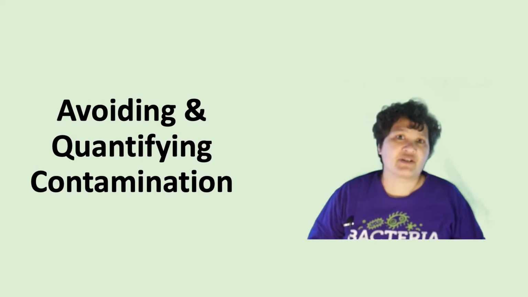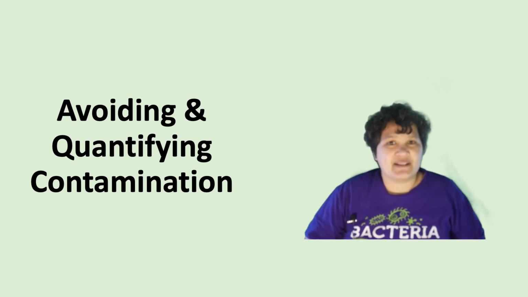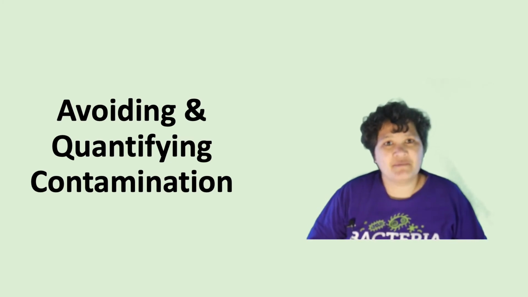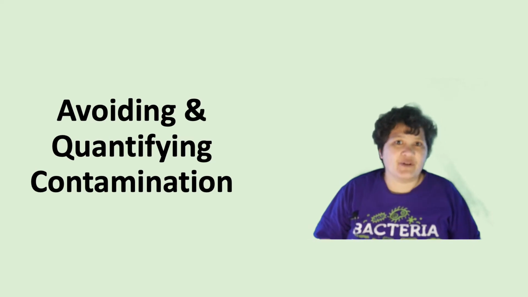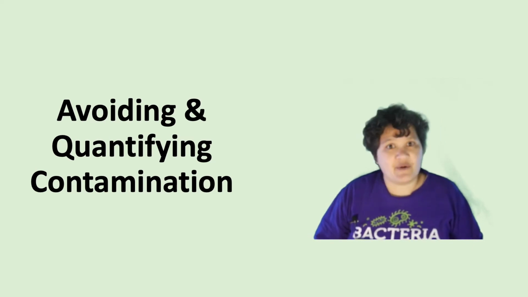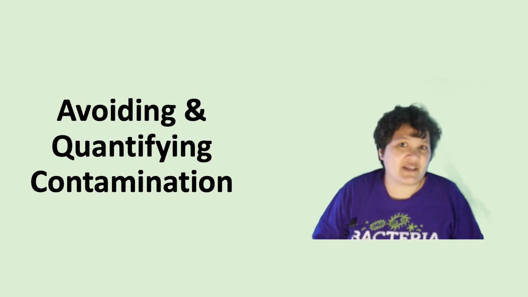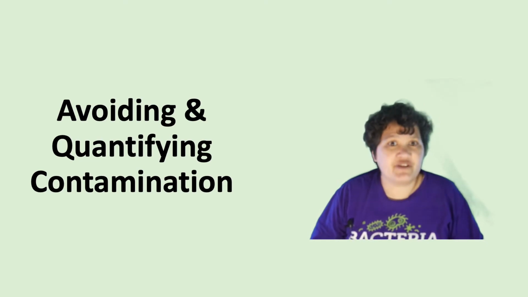So next up, we're going to talk about how to deal with contamination. Now, obviously, we want to avoid contamination if at all possible, but it may not be 100% avoidable. So we want to know, is there contamination? If there is, how much is there? Knowing where it came from also helps us understand how to reduce contamination in the future.